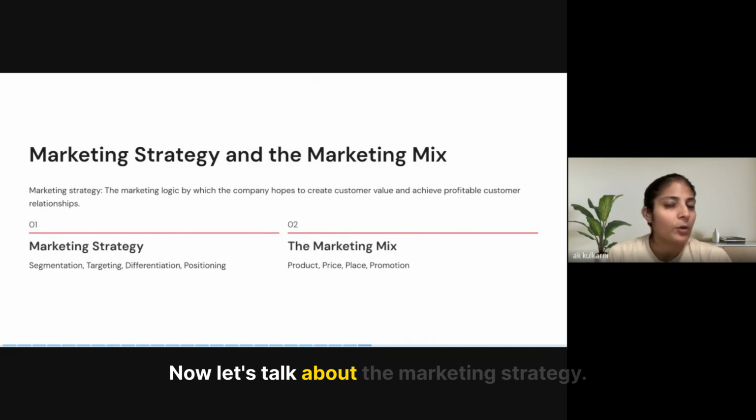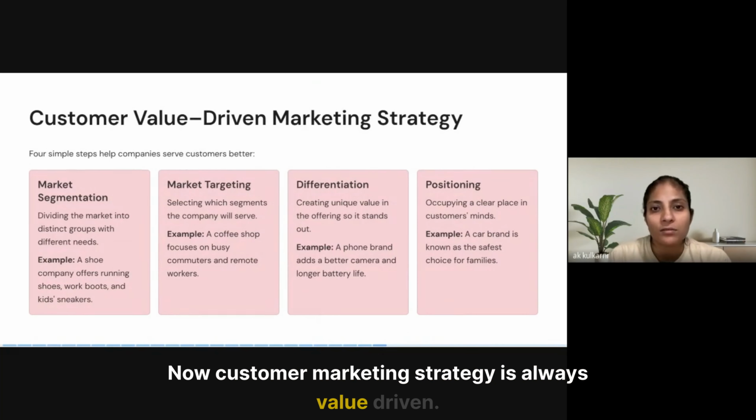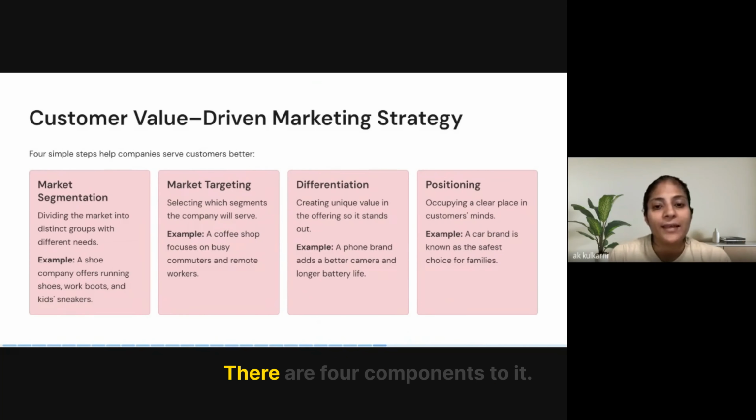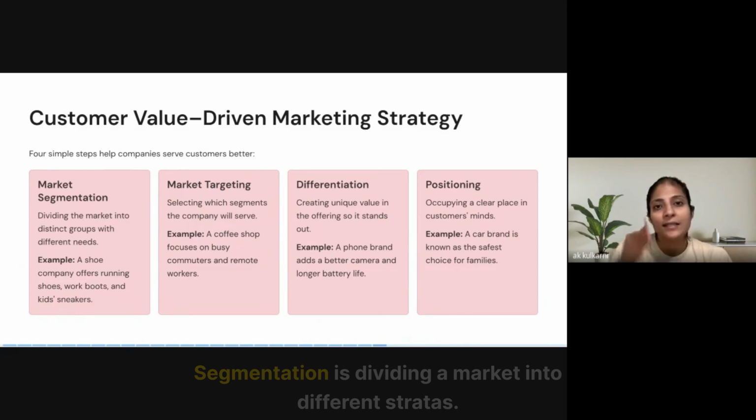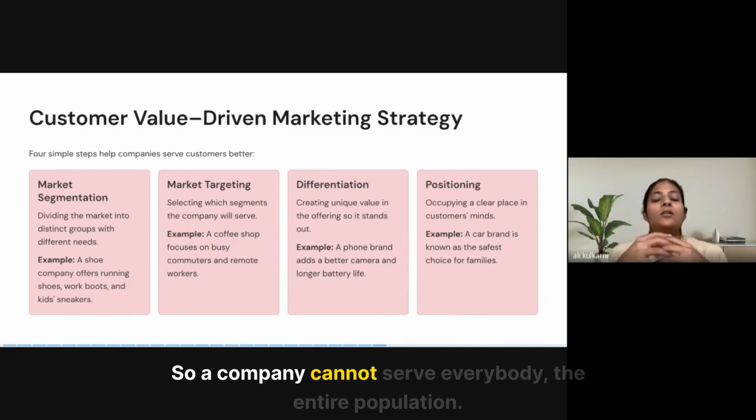Now, let's talk about the marketing strategy. Now, customer marketing strategy is always value driven. Okay, there are four components to it. First is the market segment. Segmentation is dividing a market into different strata. So a company cannot serve everybody, the entire population.